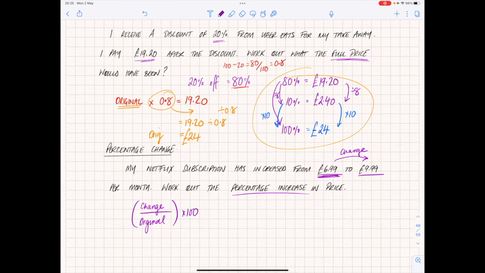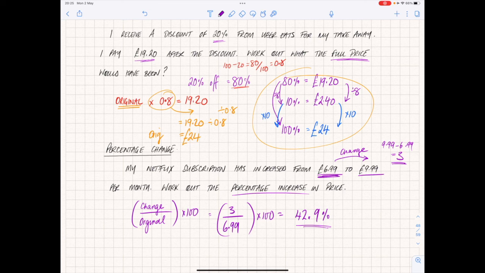So what's the difference between £6.99 and £9.99? Well, if you weren't sure, you could do £9.99 minus £6.99. That'd give you an answer of £3. So I'm going to say it's 3 over £6.99 because that's my original. Times that by 100, and you'll end up with an answer of 42.9%. So what you can say is the change in my Netflix subscription has increased by 42, or pretty much 43% there. Okay, so that's your percentage change.